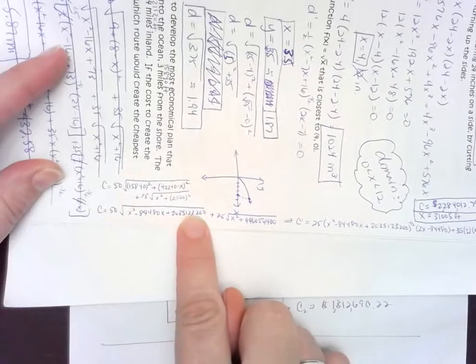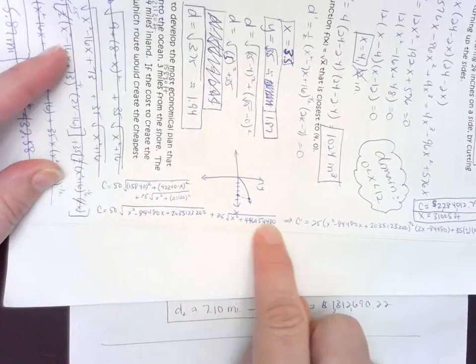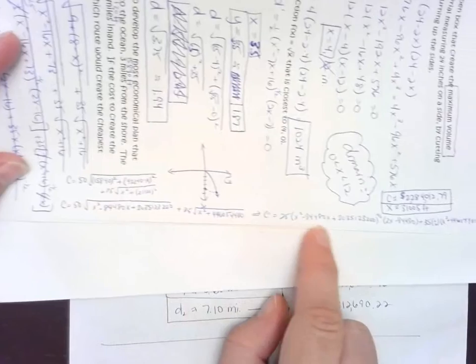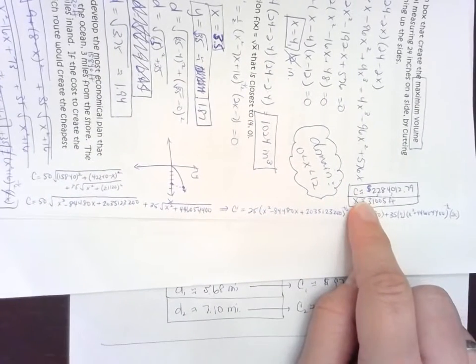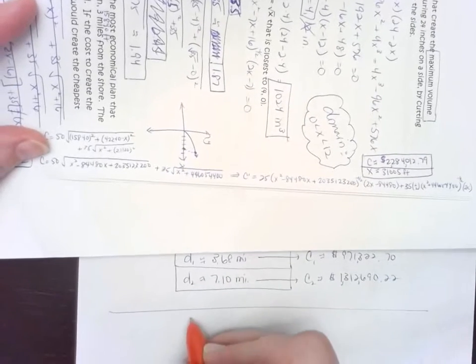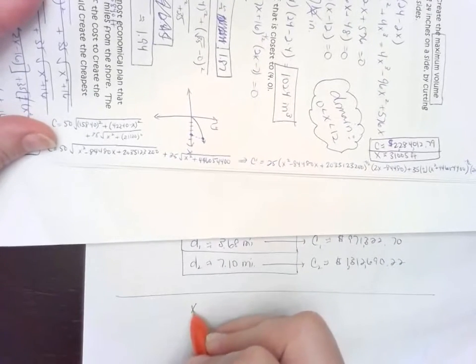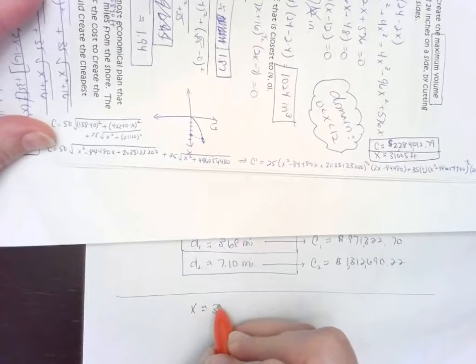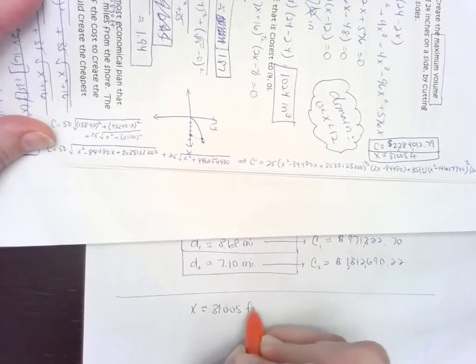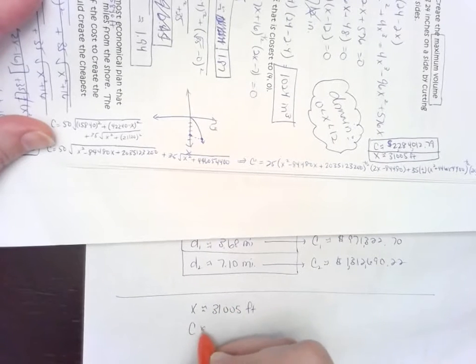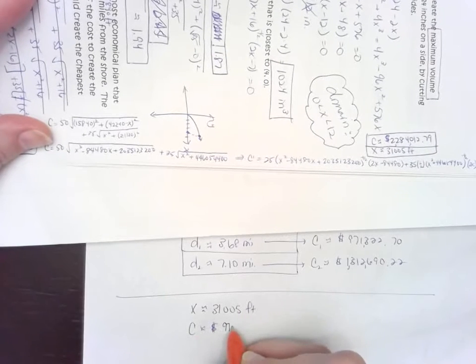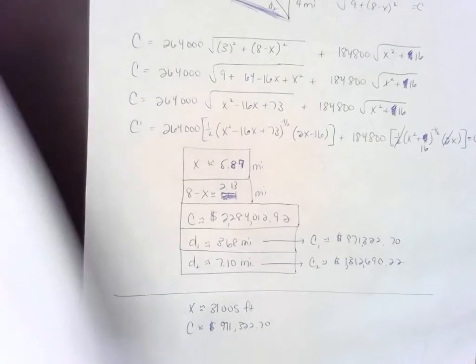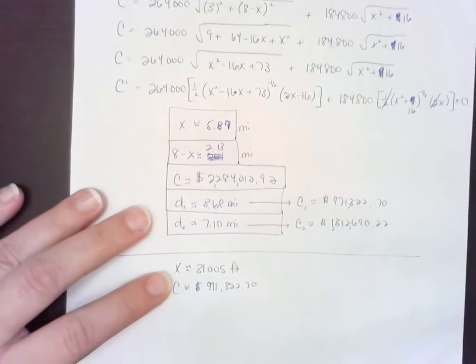50 times really big numbers, 35 times square root with really, really big numbers. Take the derivative, and these are the two values that you're going to get when you do that. So let me do this off to the side. If it's feet, then x is approximately 31005 feet, and your cost is 971,32270.